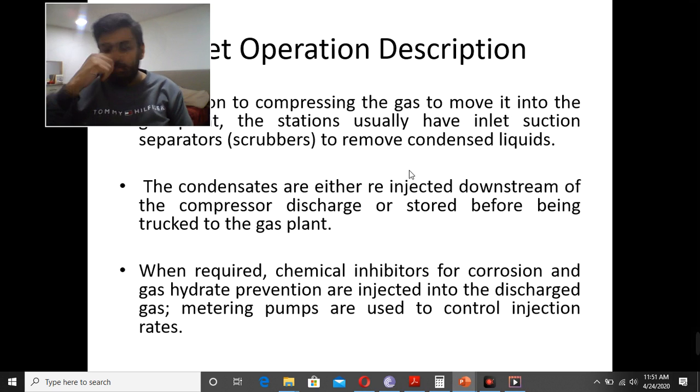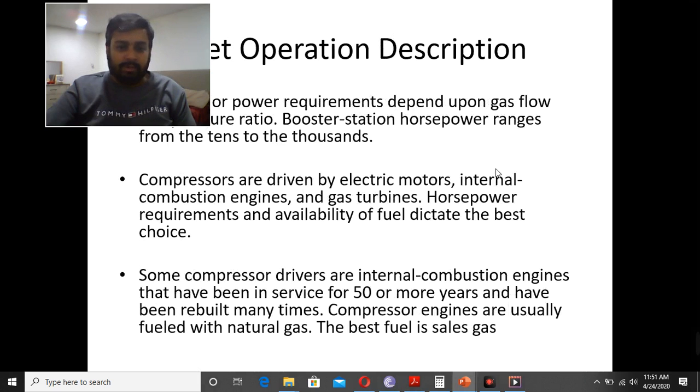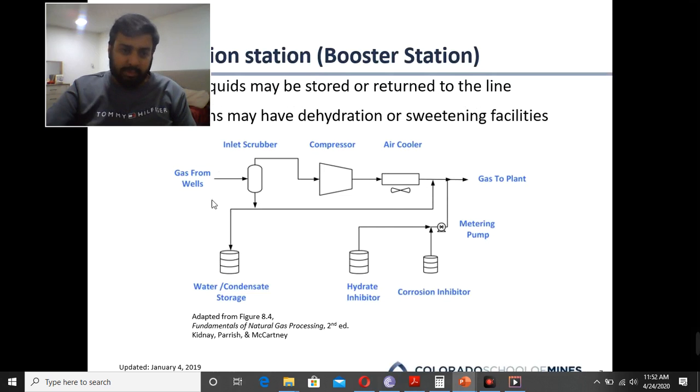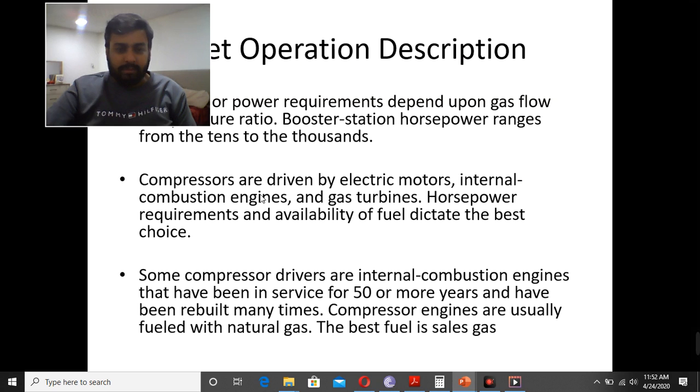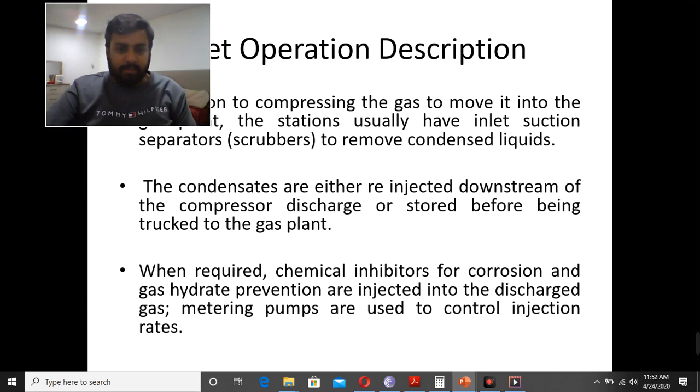So in the inlet operation, when the gas comes out of the wellhead or Christmas tree, as I showed you in the video, after that it goes through the separator, as I showed you from here. From here it goes to the plant. When it goes to the plant, it starts from here, and the first thing we have is the inlet scrubber. What is the function of the inlet scrubber? I will show you that.